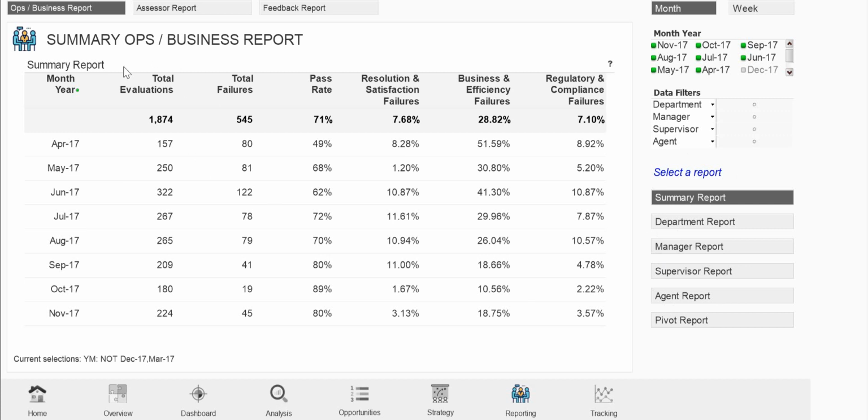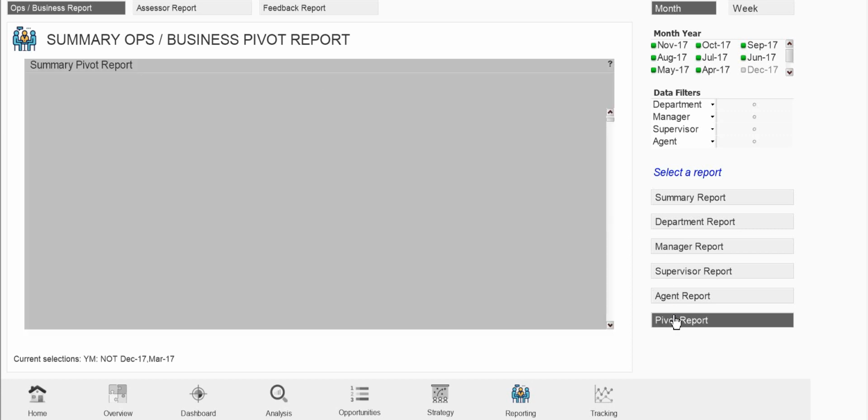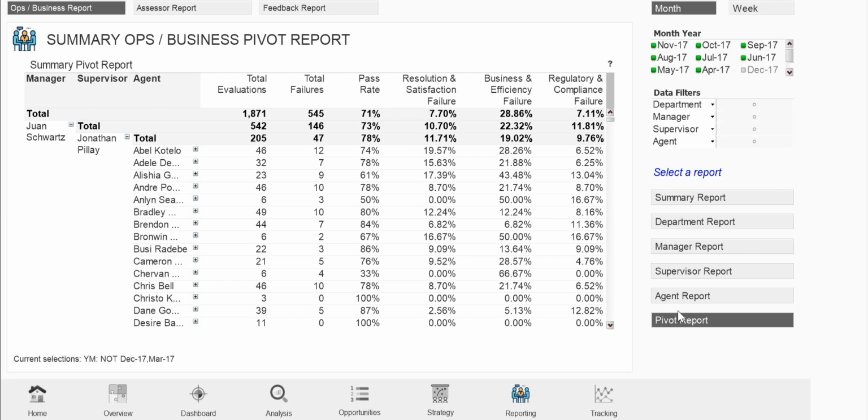The pivot report encompasses a full drill down from manager to agent level. Similarly, you can have a look at these results by department, by manager, by supervisor, or by agent. Again, this has been factored in as a quick tool for export in terms of reviewing results.